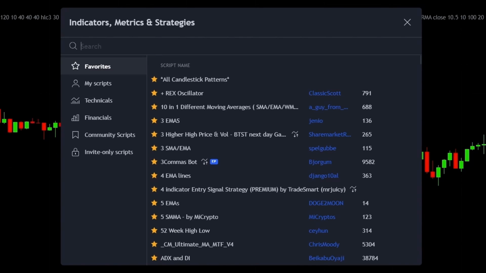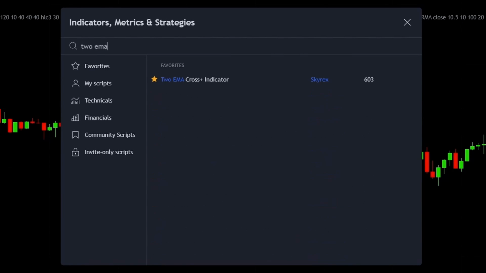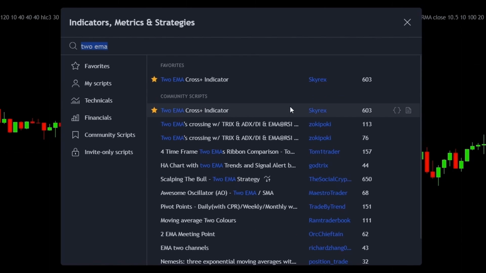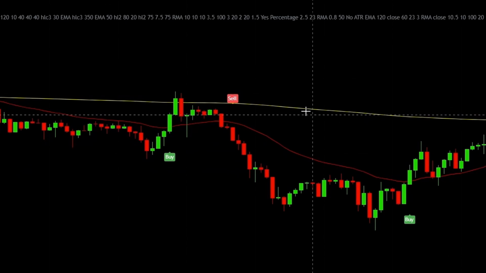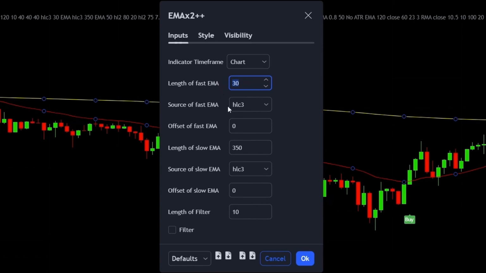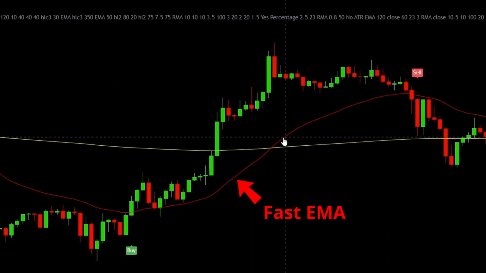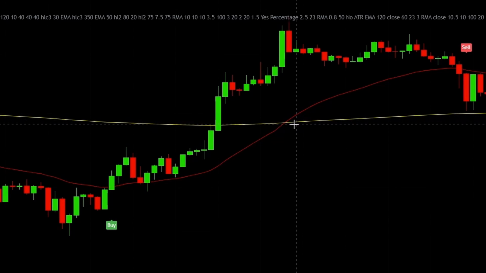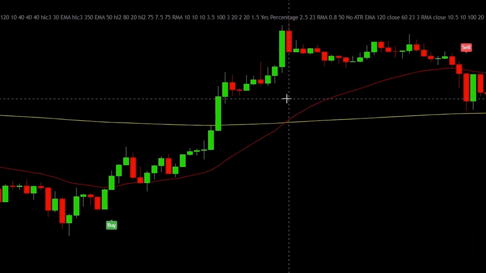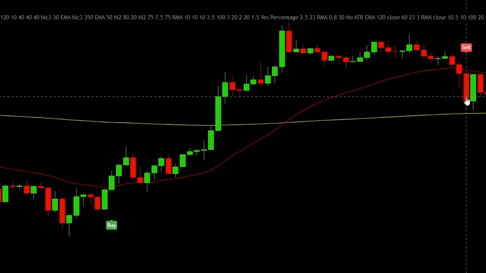Next up, let's set our exit signal indicator, which will be an MA crossover. For that we will use 2 EMAs, and add this one to your chart. Once you add it, the 2 EMA cross will look something like this. This indicator has a fast moving EMA and a slow moving EMA, so basically this is a combination of 2 EMAs in one indicator. As you can see, there are times where the fast moving average crosses above the slow moving average. Cross-up like this usually signals that the trend is changing from downtrend to uptrend, and it might be a good idea to enter into a long or to exit from your previous short positions.